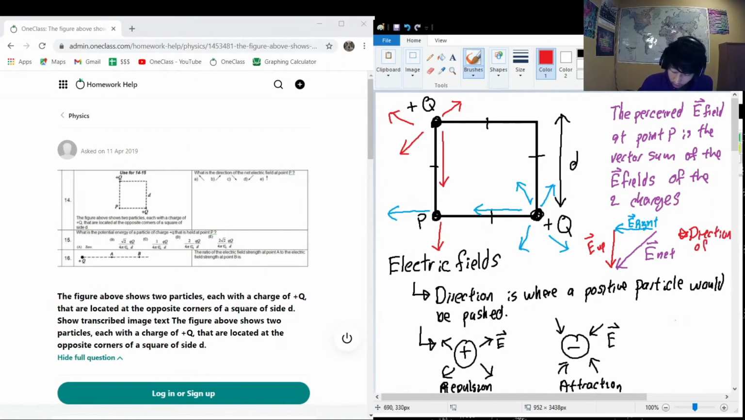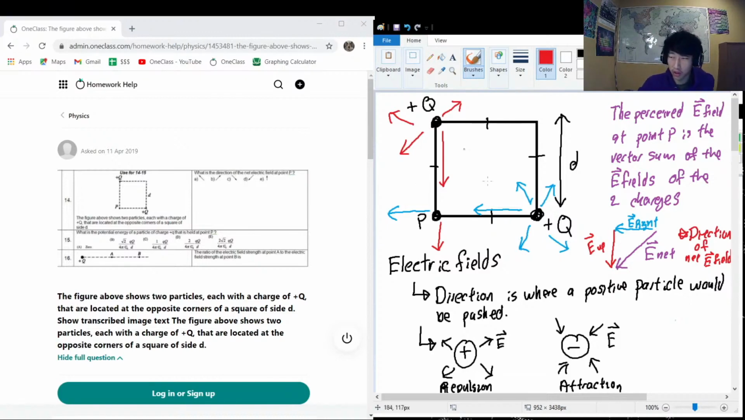Direction of net E field. It is southwest, bottom left, whichever way you like to say it. Okay, cool. So the next part of the question is asking, what is the potential energy of a particle of charge Q that is held at point P?